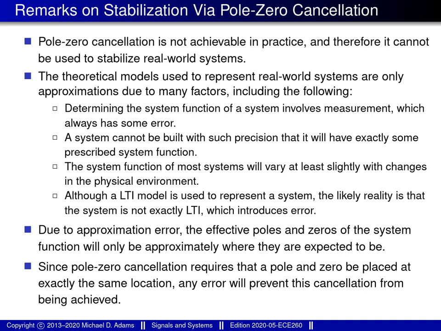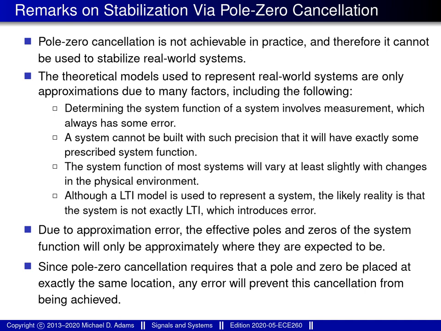Lastly, although an LTI model is used to represent a system, the likely reality is that the system is not exactly LTI, which introduces error. Due to error introduced by factors such as these, the effective poles and zeros of functions will only be approximately where they're expected to be. Since pole zero cancellation requires that a pole and zero be placed at exactly the same location, any error, however small, will prevent this cancellation from occurring.